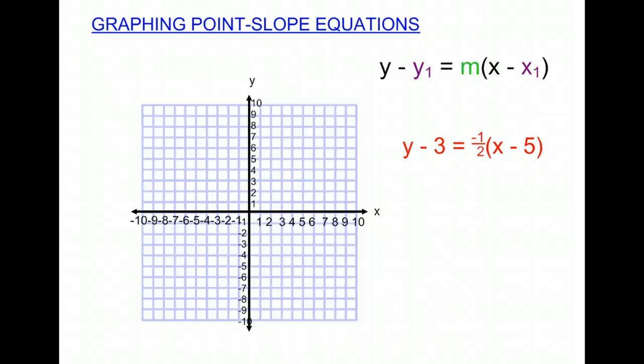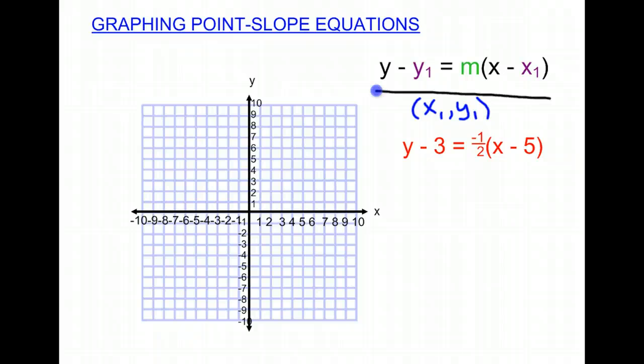Hello, this video is on graphing point-slope equations. So we have our general formula, y minus y1 equals m times the quantity x minus x1. Now you want to remember that the point you're looking for is x1 comma y1 in the equation. So you're looking for your x1 and your y1 values. That's the point you're going to start at.